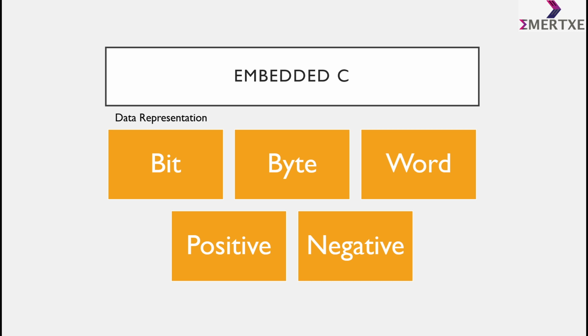Positive numbers, negative numbers. I am sure everybody is familiar with integers, which are whole numbers. Unsigned integers do not allow negative numbers, only positive. And negative integers are represented with the 2's complement of the positive number.